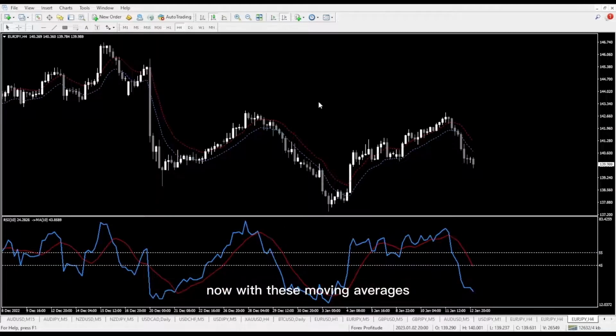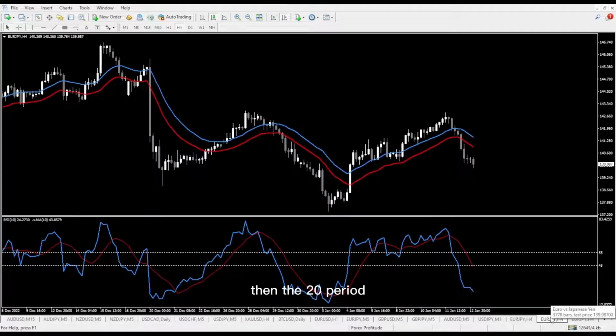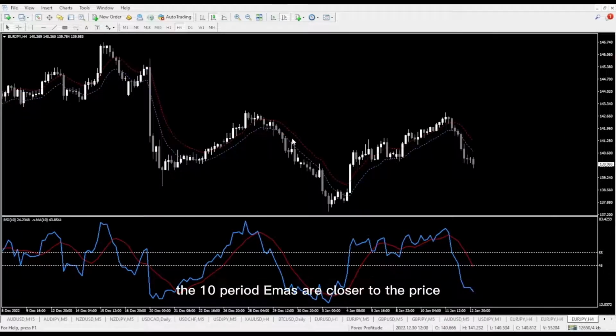Now with these moving averages, you're going to see that the 10 period is much quicker than the 20 period. The 10 period EMAs are closer to the price. So if we use the 10 period EMA to trail our stop loss or to manage the trade, we're going to find that if the trade does lose, we're not going to give back too much of our profits in a losing trade. And that's really important.